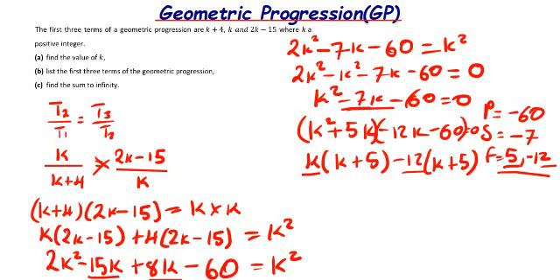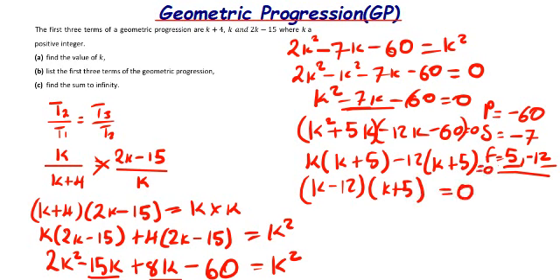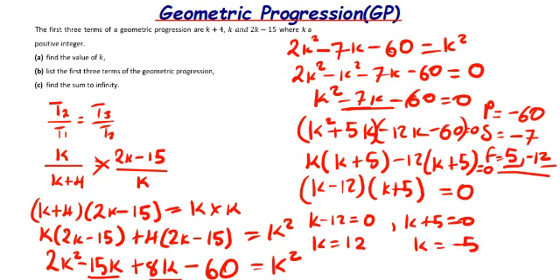So when I reach that point, I'm going to say k minus 12, and then k plus 5 will be equal to 0. Remember, this is equal to 0. Now when I reach this point, I'm going to separate. I'm going to say k minus 12 is equal to 0. Also k plus 5 is equal to 0. So k will be equal to, when it jumps to the other side, positive 12, and then k will be equal to negative 5.